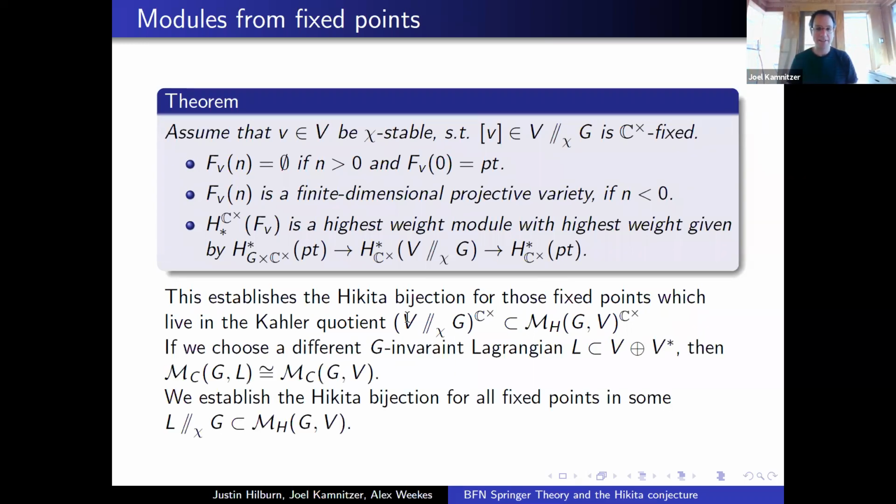We can do slightly better, which is that we can consider different possible G invariant Lagrangians, and obviously the Higgs branch doesn't depend on the choice of this G invariant Lagrangian, and actually neither does the Coulomb branch. So in this way, we can establish this kind of Hikita bijection, but only for those fixed points which should live in some Kähler quotient inside our hyperkähler quotient. And so it doesn't completely establish this Hikita bijection. Okay, I stop there.